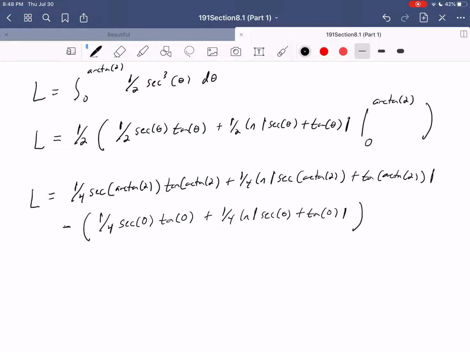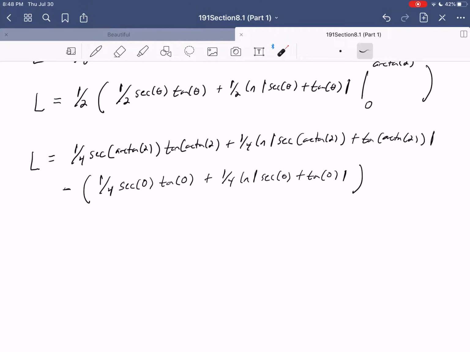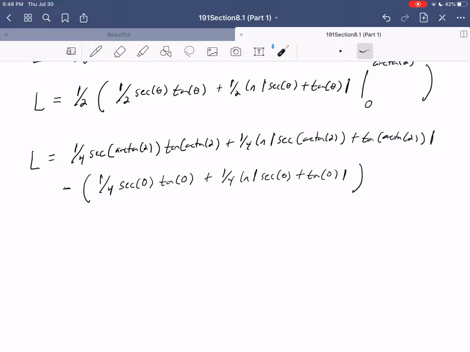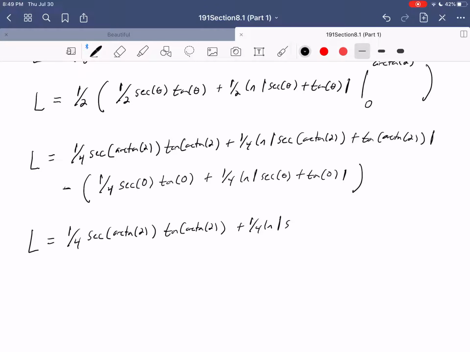Now, of course, right here, this would be good enough. I mean, this is our value. There are some simplifications here. Tangent 0 is 0. Secant 0 is 1. Tangent 0 is 0. Ln of 1 plus 0 is also going to be 0. So all this stuff is 0. So we can simplify this to 1/4 secant arctan 2 tangent arctan 2 plus 1/4 ln secant arctan 2 plus tangent arctan 2.